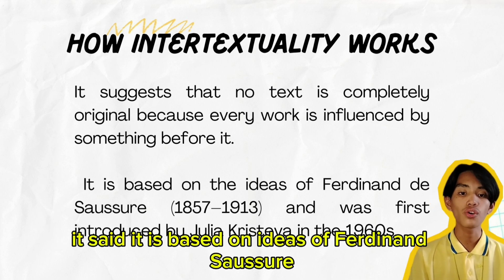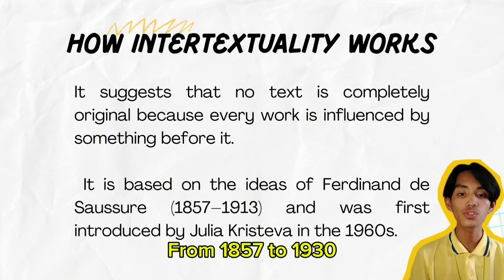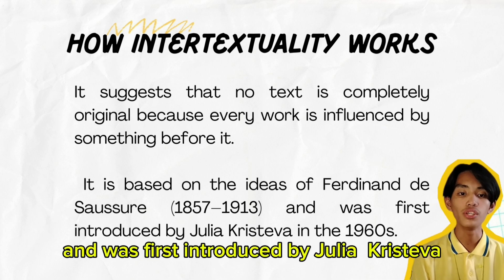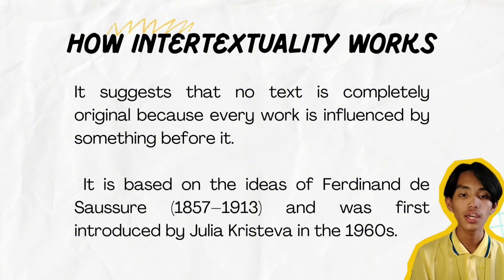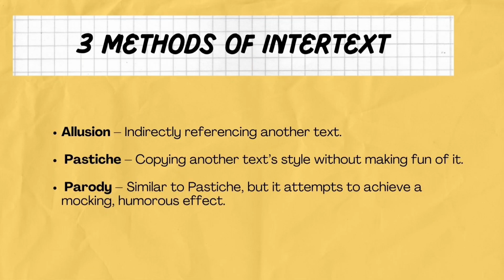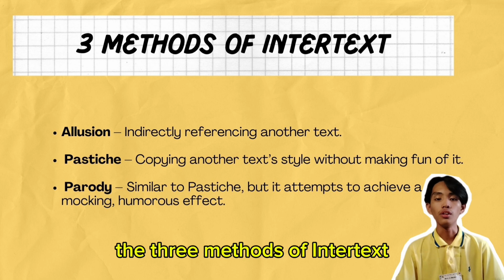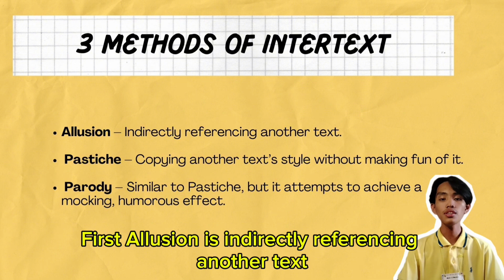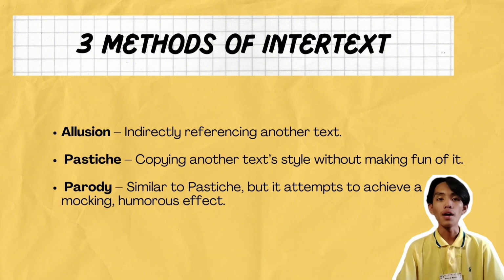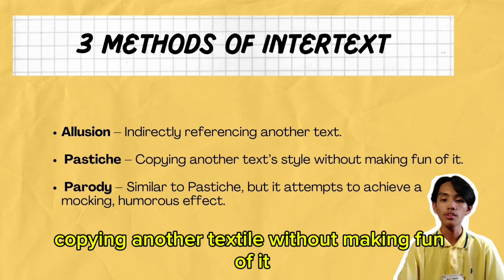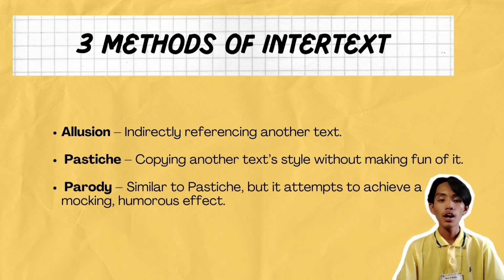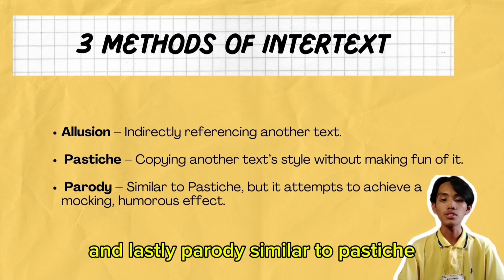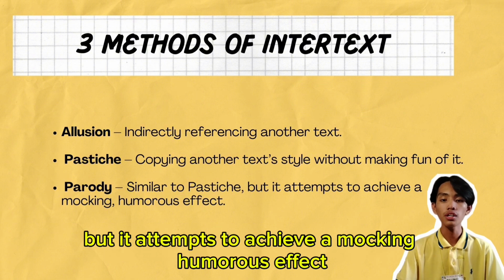It is said to be based on the ideas of Ferdinand de Saussure, from 1857 to 1930, and was first introduced by Julia Kristeva in the 1960s. The three methods of intertext: allusion, pastiche, and parody. First, allusion is indirectly referencing another text, and pastiche is copying another text's style without making fun of it. And lastly, parody, similar to pastiche, but it attempts to achieve a mocking, humorous effect.